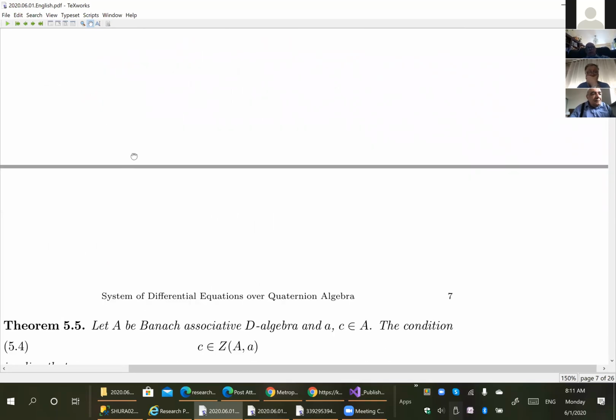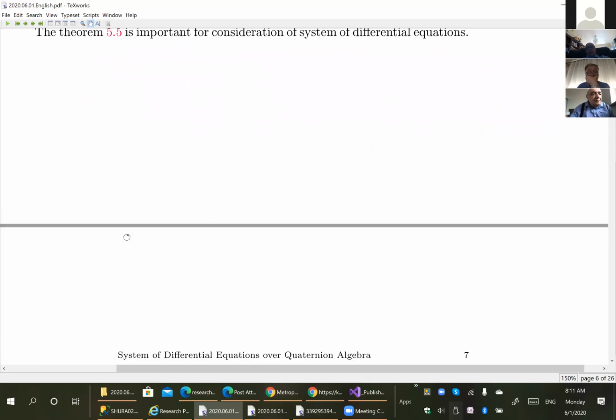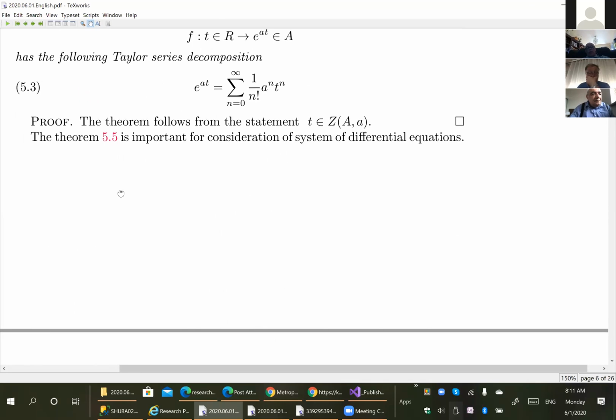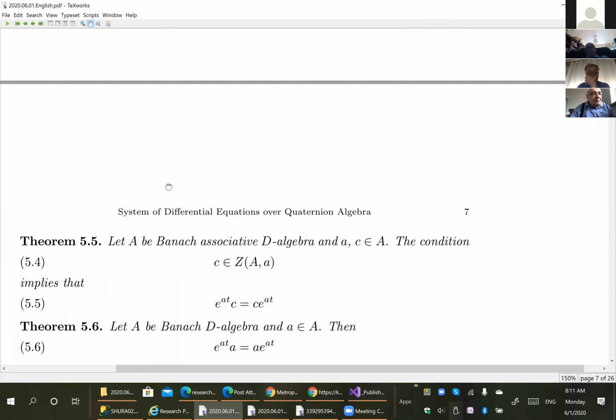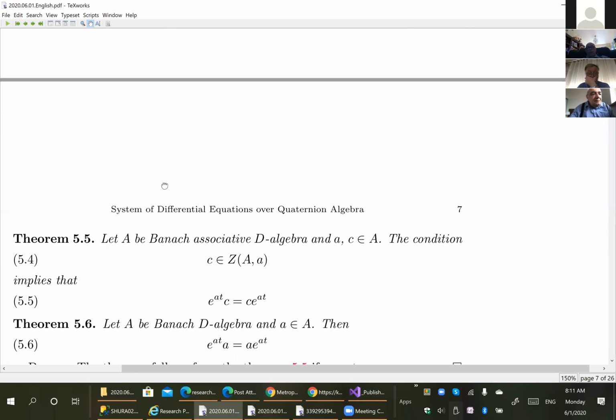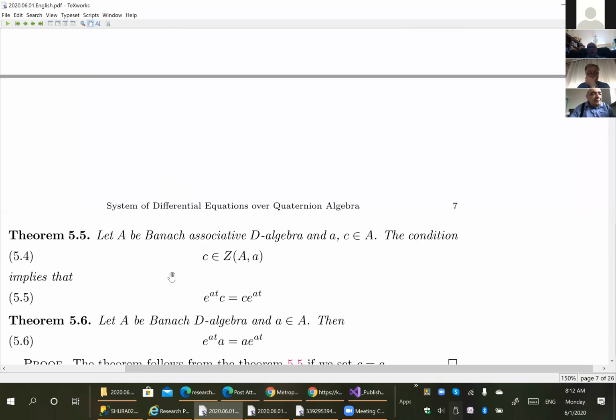Here it is also important, because I can use the series and show by induction over n that if C commutes with A, then I can write the product of C and the exponent on either side: exponent times C or C times exponent. In particular, for any A, this equation holds: exponent times A equals A times exponent.